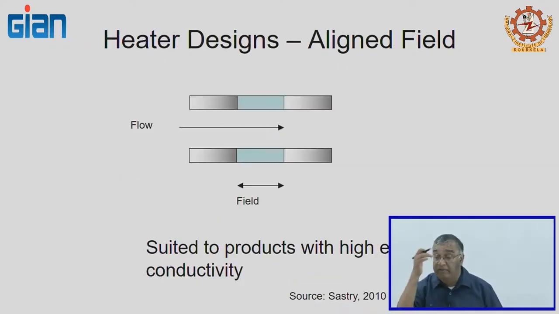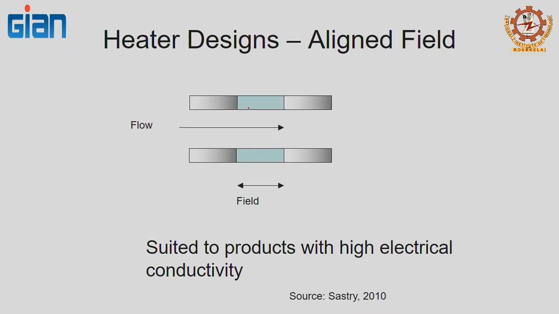You can also have aligned field electrodes. So, you have two electrodes, and the product is moving between them, and this is suited for products with high electrical conductivity. In other words, if you look at ohmic heating, the choice of your electrode design depends on what type of product you may be processing.